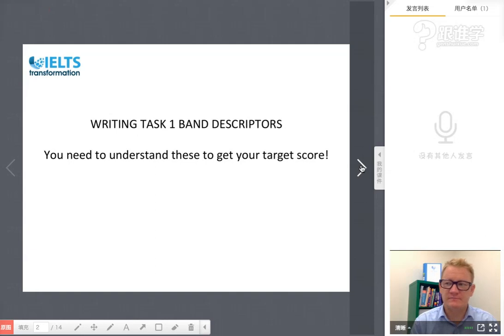Now, the IELTS writing task 1 general training, the letter, is often not very well done. So you must understand that how we write a letter in English is different to how many other languages write a letter. And the band descriptors tell us what you need to do. They tell us how to write a good letter, basically. So let's have a look.